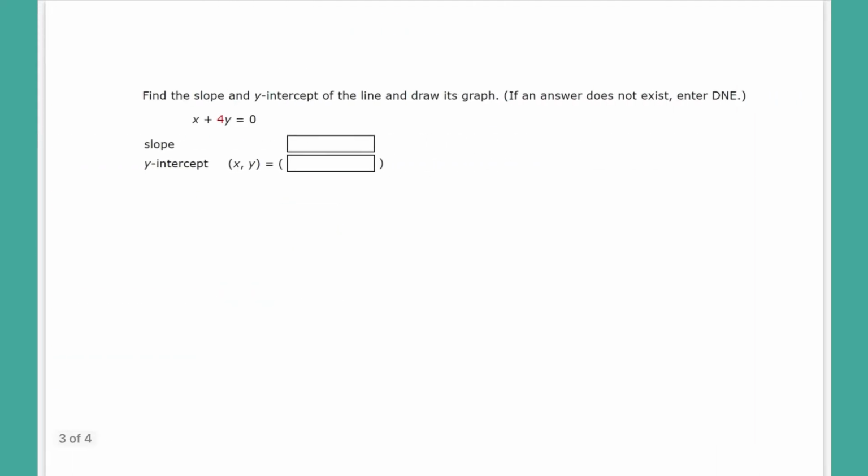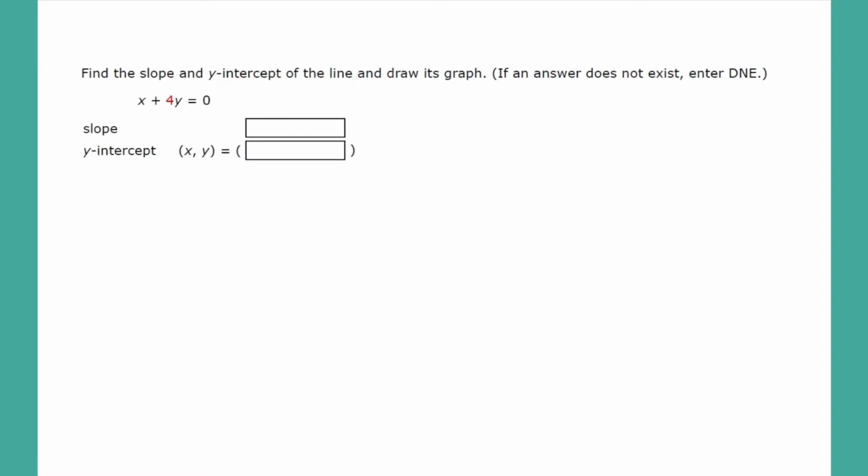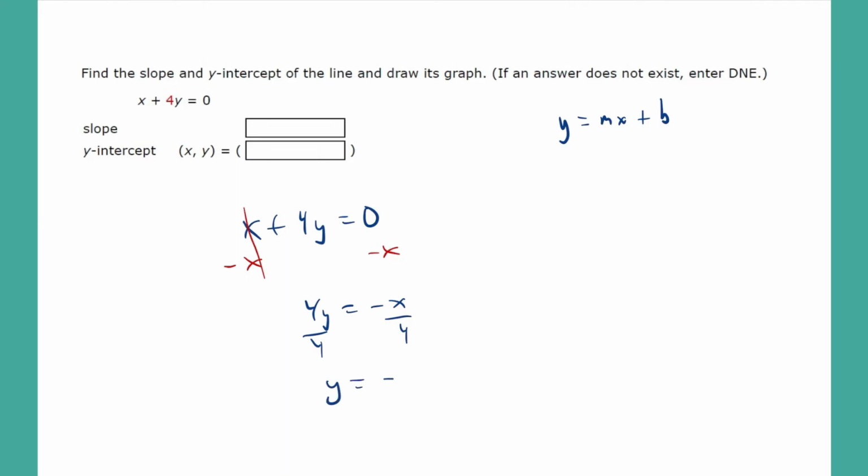All right, find the slope and the y-intercept of the line and draw its graph. So in order to find the slope and the y-intercept, we once again write this in y equals mx plus b form. So we have x plus 4y equals 0. Subtract x, and then divide by 4. So we can write this as -1/4 x. And notice there is no y-intercept. You can write +0, or you can just leave that blank, and that would be our final equation.